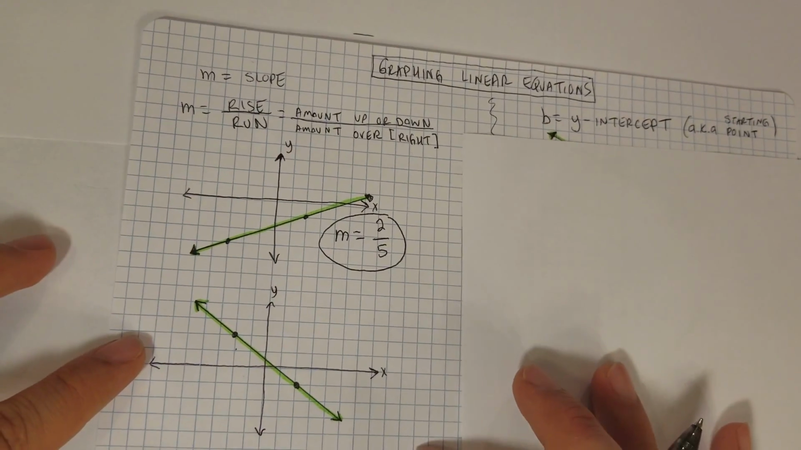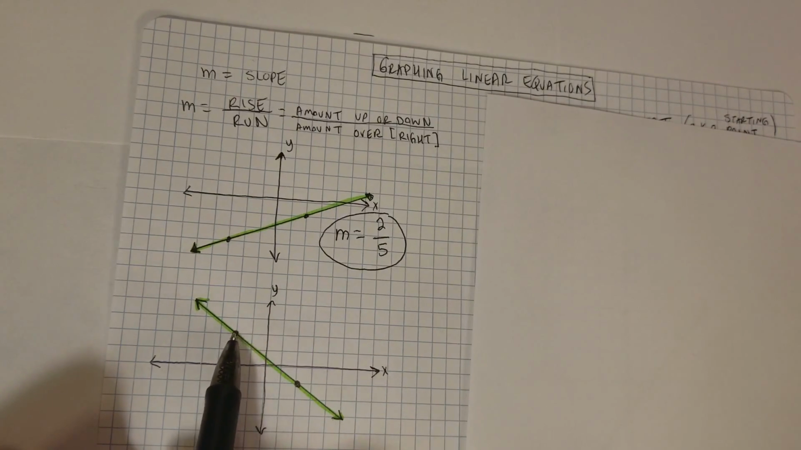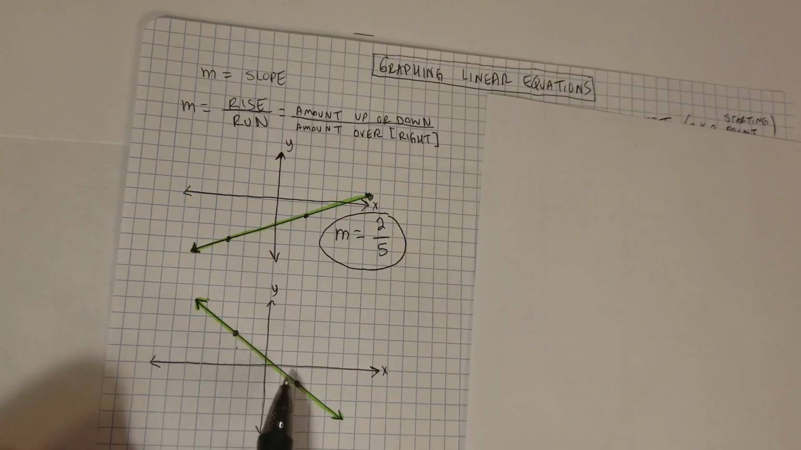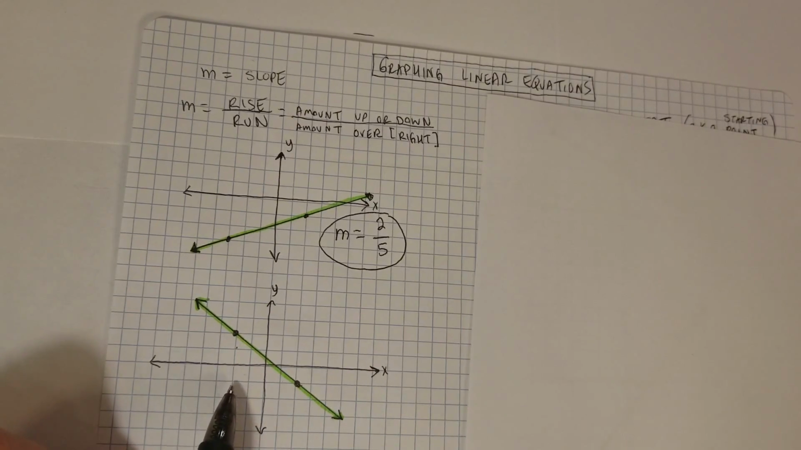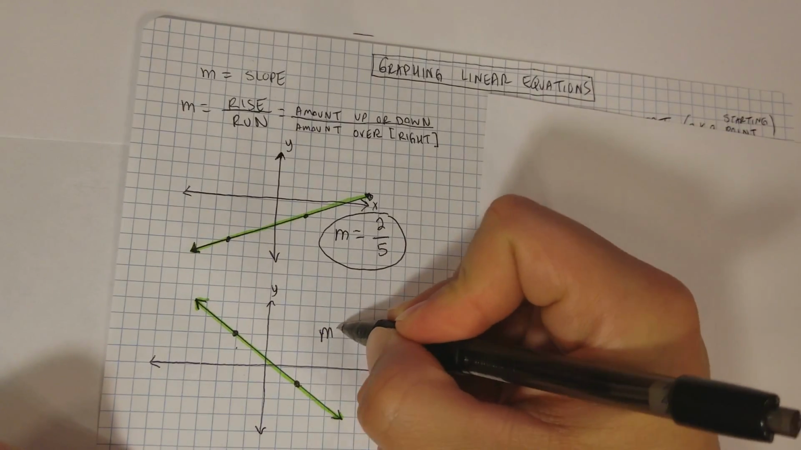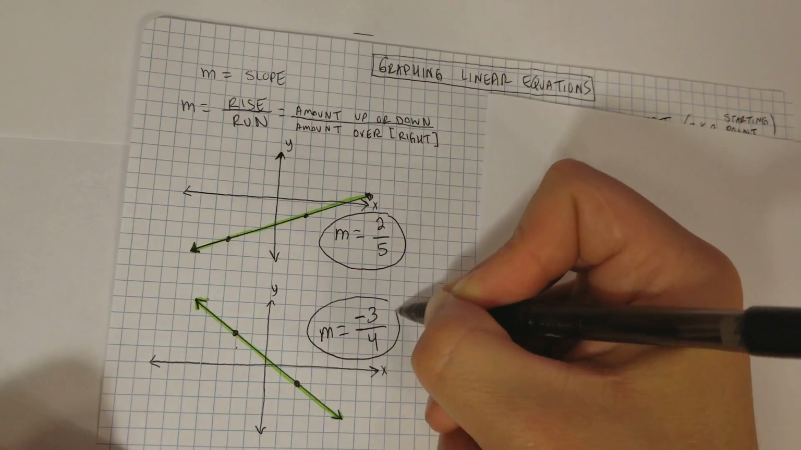Okay, let's do the other one. We want to find the slope between this point and this point. Going from left to right, we first have to go down 1, 2, 3 squares. I'm going to stop right here. Then I have to go to the right 1, 2, 3, 4. Since I went down 3, that's a negative 3, and over to the right 4. So my slope is down 3 over 4, or negative 3 over 4.